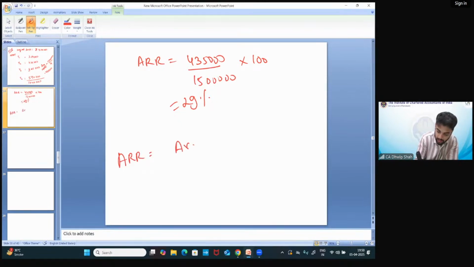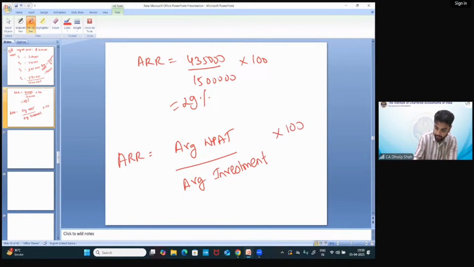is also average NPAT upon average investment, upon average investment into 100. Sometimes you take investment का average. ठीक है? But any formula you can use while solving or while calculating in your examination. You will be given marks for any of the formulas. Either you use original investment in the denominator or you use average investment in the denominator. Both are correct.